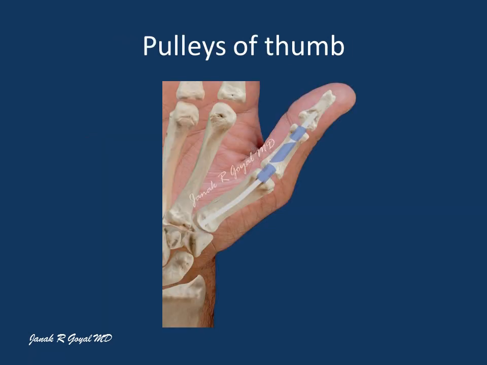The pulley arrangement in the thumb is different from that in the other digits. There are three constant pulleys, the two annular pulleys and an oblique pulley. The A1 pulley is located at the MCP joint, and the oblique pulley is located at the mid portion of the proximal phalanx, and the A2 pulley is located just proximal to the IP joint.